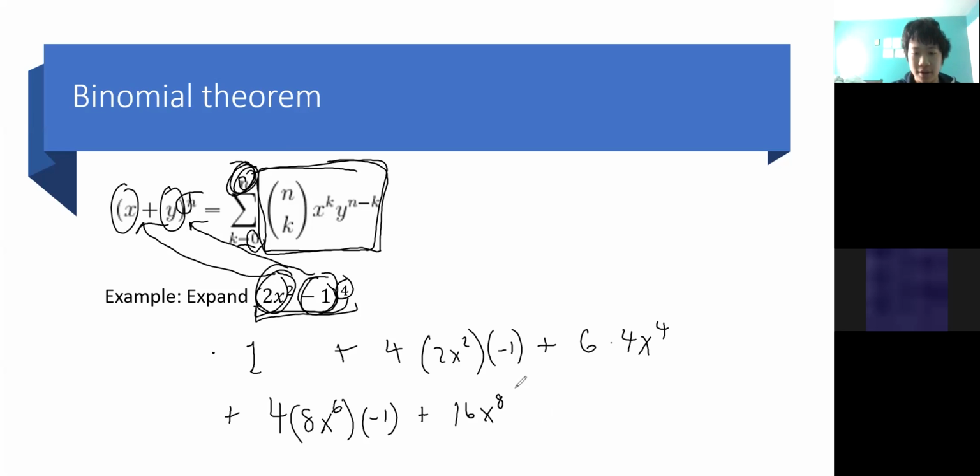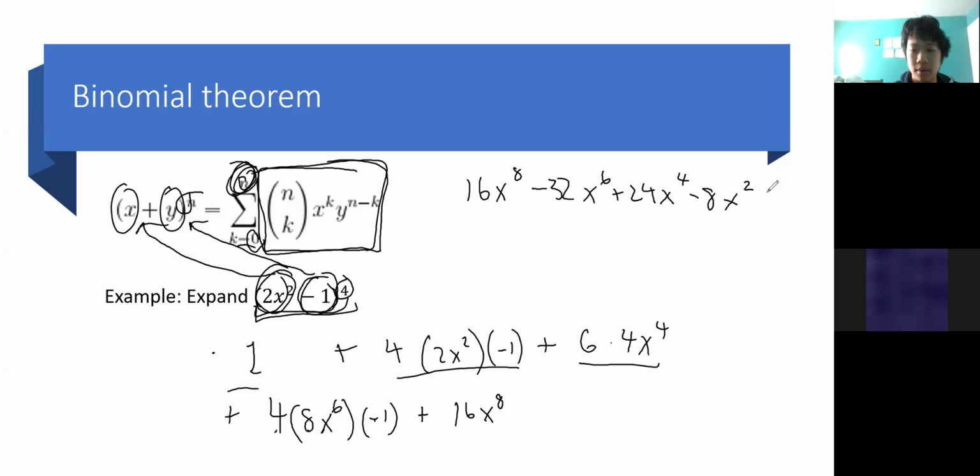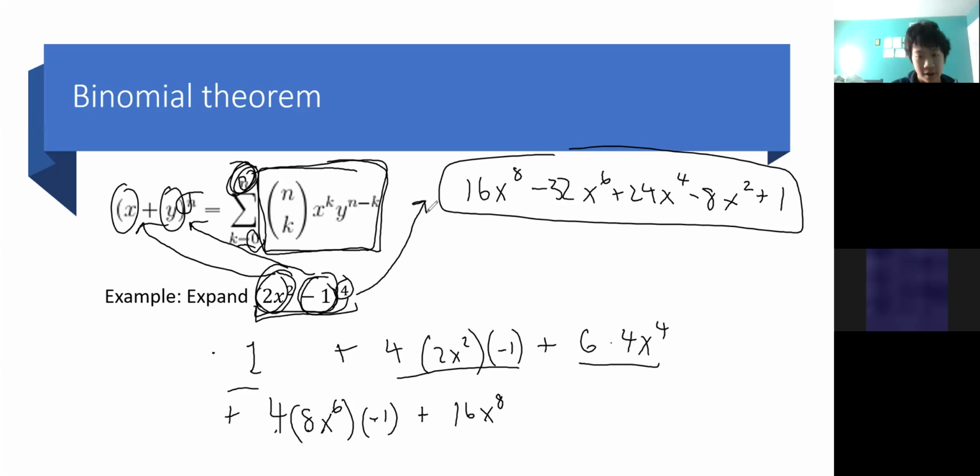Now it looks like we can just add these together. Let me actually just write it here. I have to write the biggest exponent first. That's just how I like to do it. 16x to the eighth. We got 4 times 8 times negative 1 as our coefficient, which is negative 32x to the sixth. 24x to the fourth. Negative 8x to the second. Plus 1. And this is what happens if you expand this out. It may look pretty complicated. It is pretty complicated, but it is a lot faster than just manually multiplying it out.